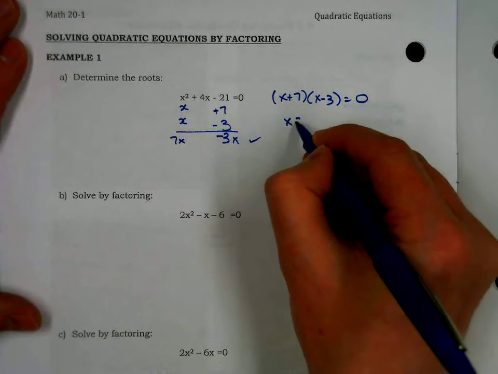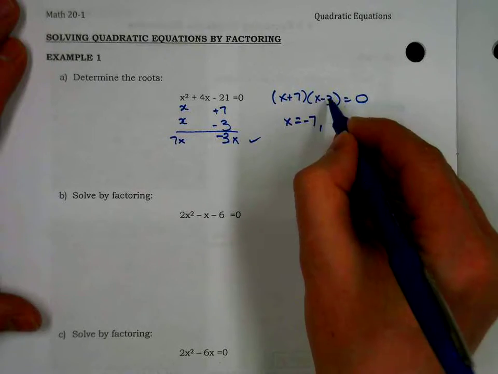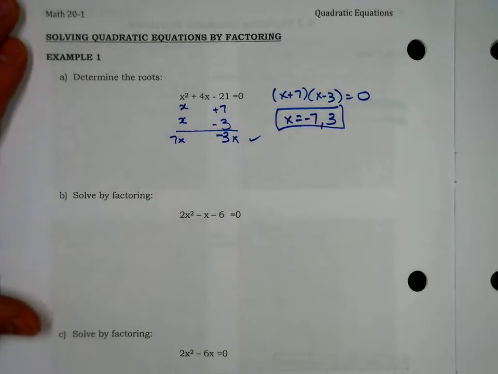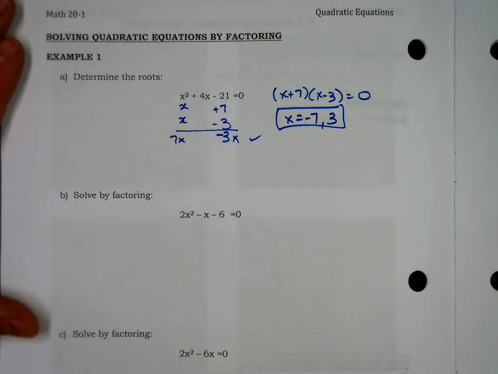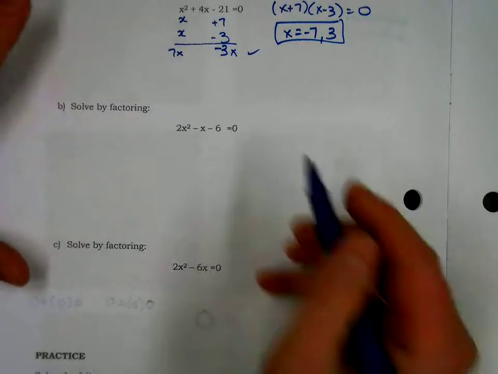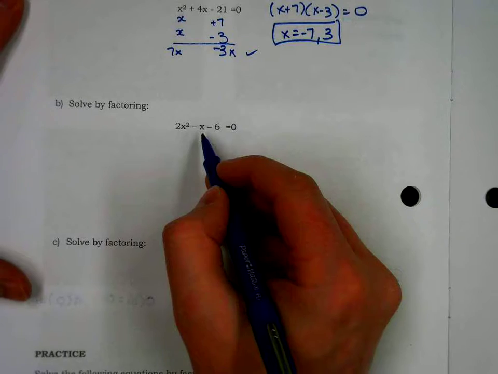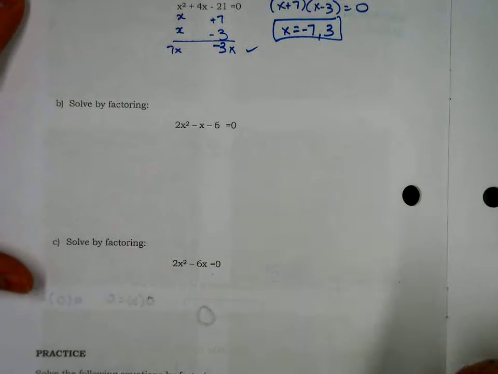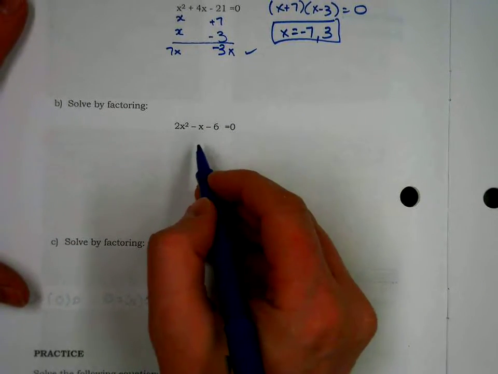Our answers are negative 7, positive 3. Those are the x-intercepts, the zeros, the roots. So factor, independently get your solutions. Again, we'll do one with decomposition, and that will be all that it'll show for actually factoring and how to factor.